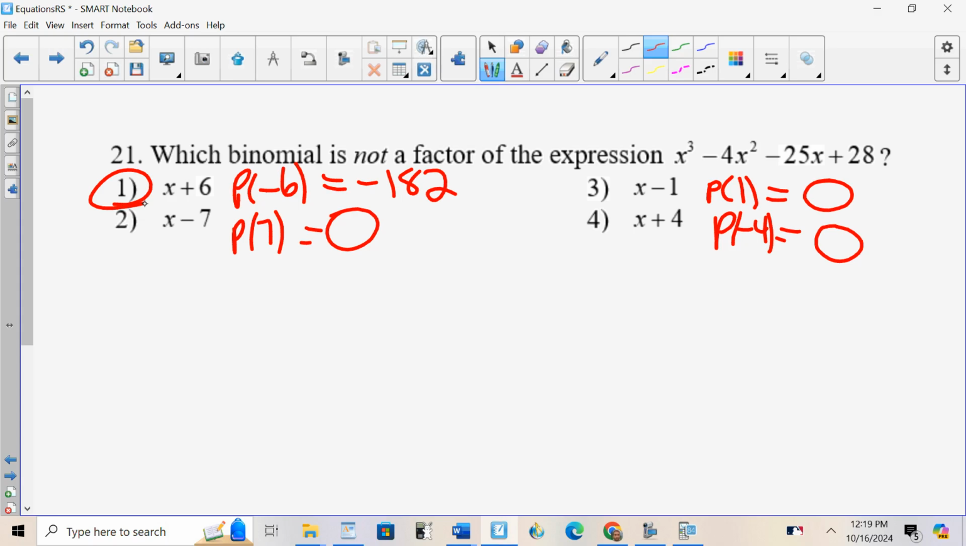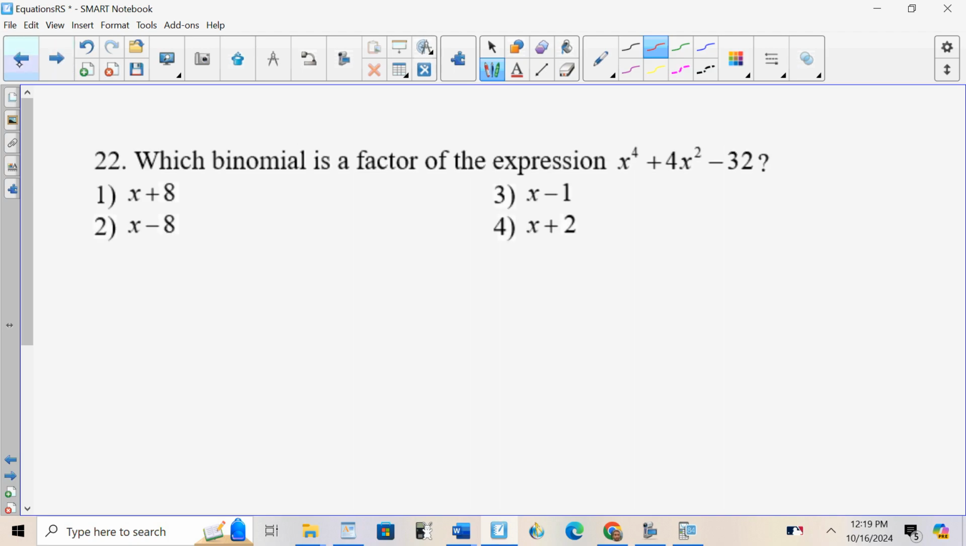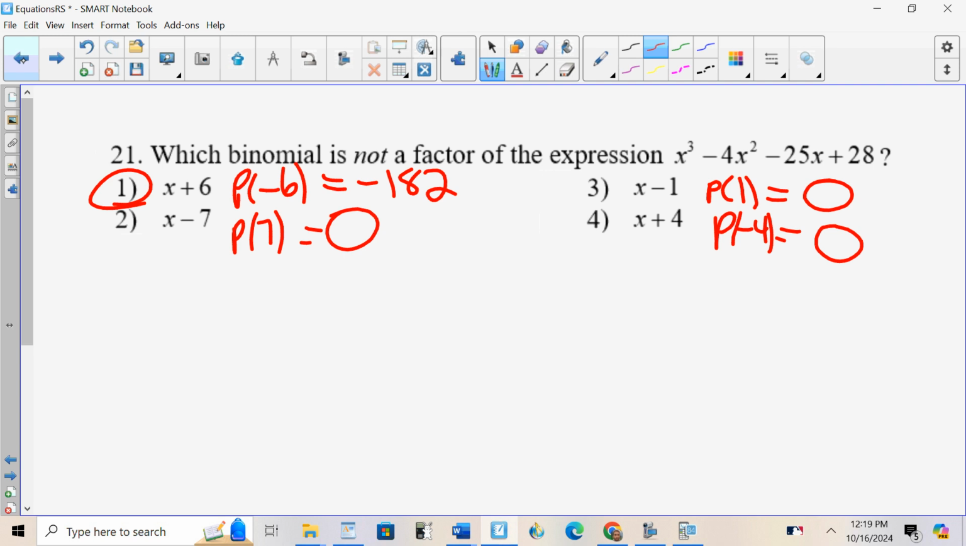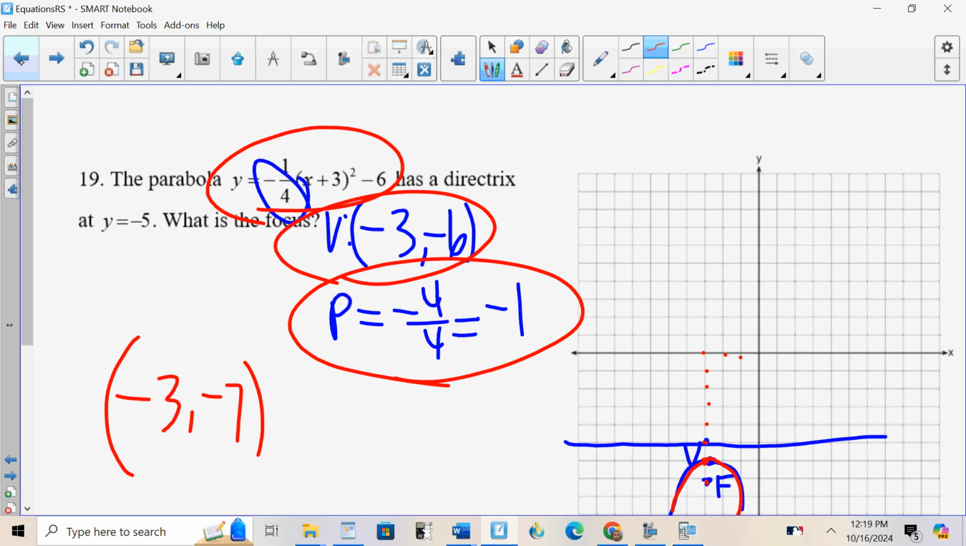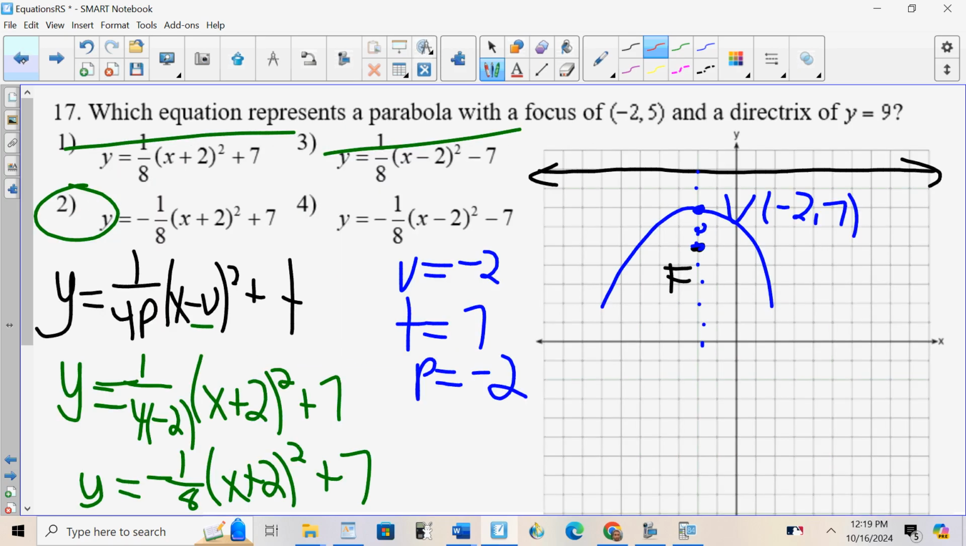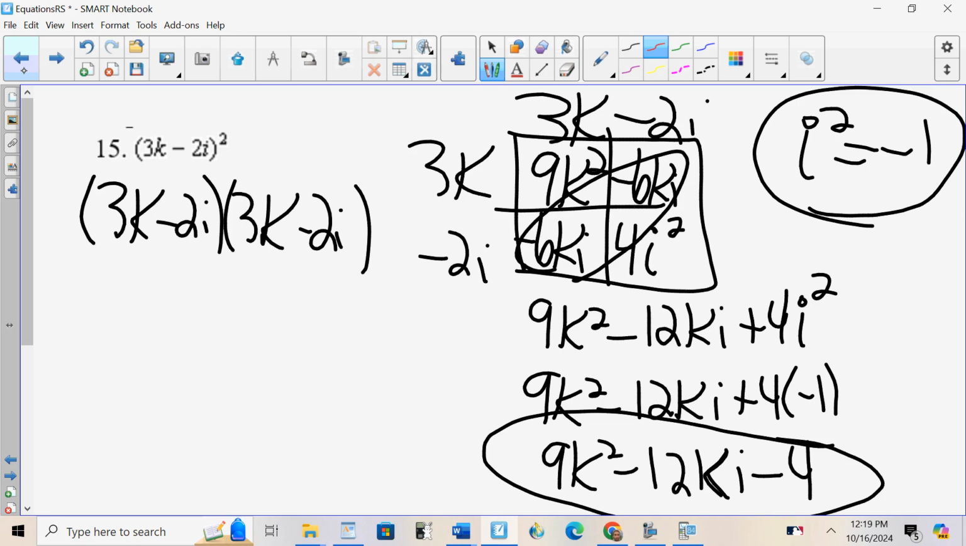So there's 22 questions on the review sheet, which means there's 11 questions on the test. Determine if something is a factor by substituting the opposite in for x to find the remainder. If it's 0, it is. If it's not 0, it's not. If they give you the equation, pull the vertex and the p-value and move to the graph. If they want you to write the equation, 1 over 4p (x minus h) squared plus k. For complex numbers, we do what we normally do. But when we see an i squared pop up, we replace it with negative 1.